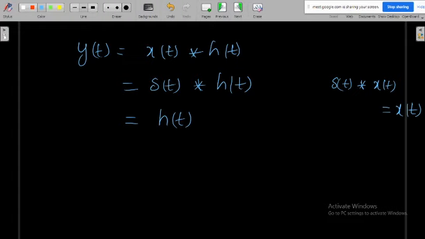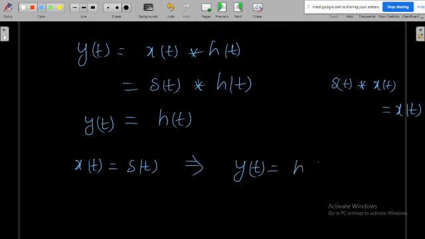As per that concept, you will get h of t here, and in later classes we will see how this works out. So at this moment y of t is equal to h of t. That means when x of t is equal to del t, the input is an impulse, and the output y of t is the same as the system function. That's why h of t is called the impulse response of the system.